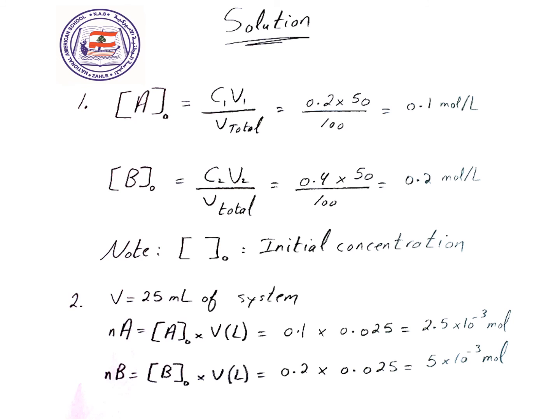Likewise, the number of moles of B is equal to the initial molar concentration of B times the volume of the sample, which is 25 milliliters. So you put 0.2 times 0.025, and it comes out to be 5 times 10 to the power minus 3 moles. Remember, the number of moles is equal to C times V, only because the molar concentration C equals n divided by V, so n is simply C times V.